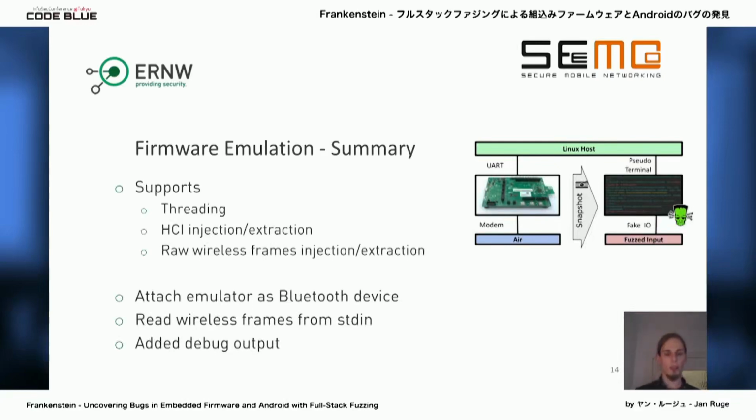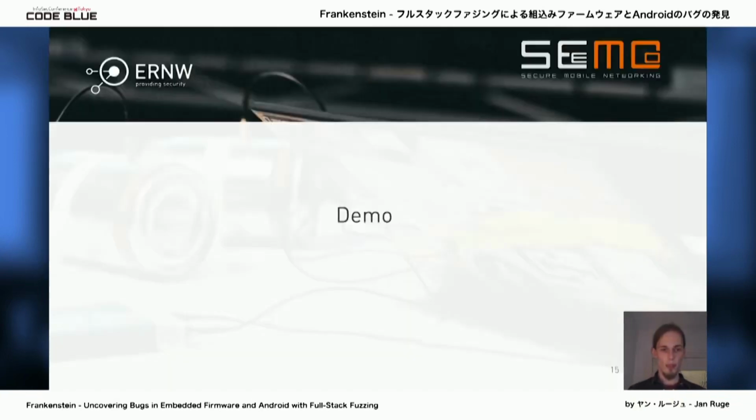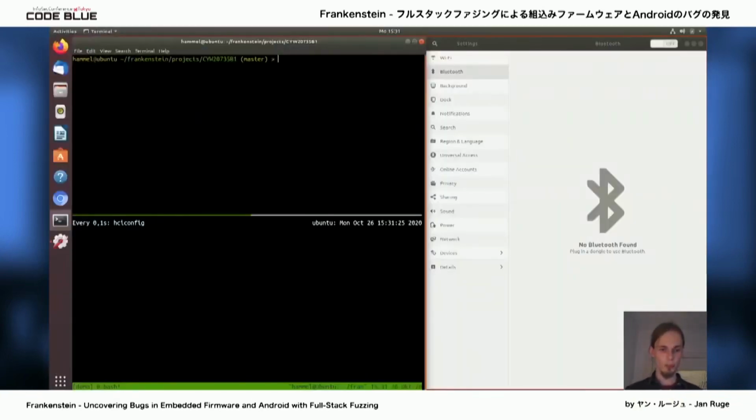To give you a quick summary of what we have accomplished so far, we have support for threading. We can also inject HCI messages. We can inject and extract raw wireless frames. So what we can now do is attach the emulated firmware to a Linux operating system, pass data into standard in, and the firmware will try to process this data as if it were valid wireless frames. And we have also added a lot of debug output, and this is something I want to quickly demo.